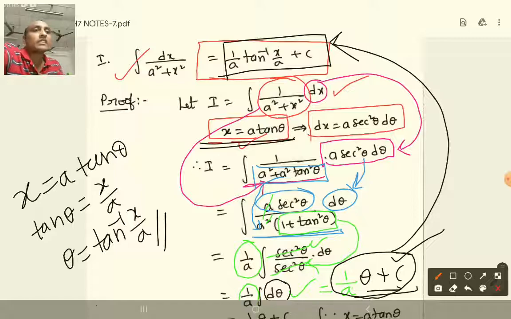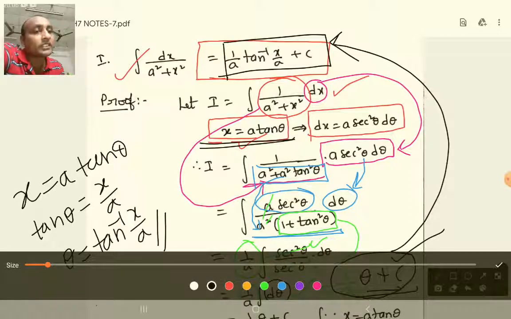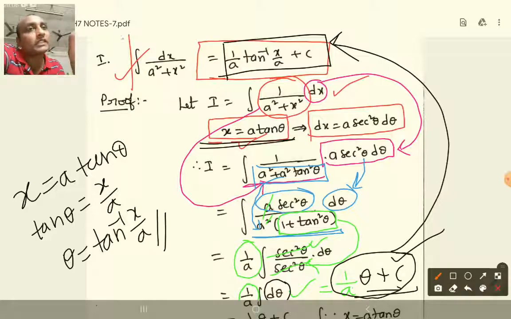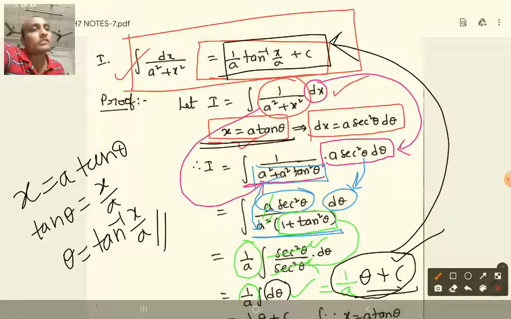So like this we can derive that integration of dx by a square plus x square is equal to 1 by a tan inverse x by a. Hope you understood this one. Okay, I will go to the second derivation, the second formula in the special integrals. I'll explain it to you. Please concentrate now.